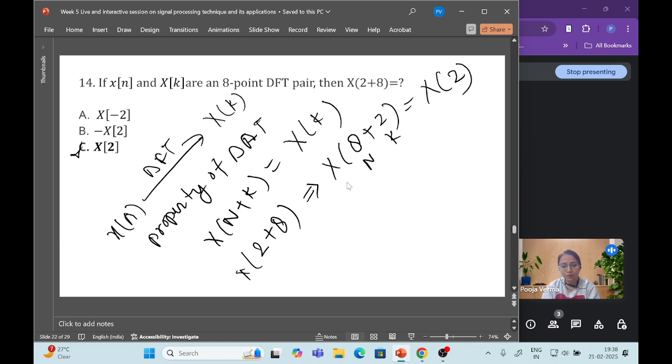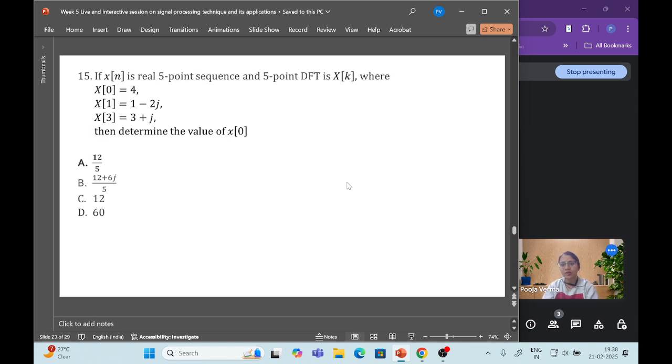So now moving to the next question. We have already solved this type of question. Can you solve and answer in the chat box? Here N is equal to 5 is given, that is a 5-point DFT, and the 0, 1 and 3 values are given. Now we need to find X of 2 and X of 4.